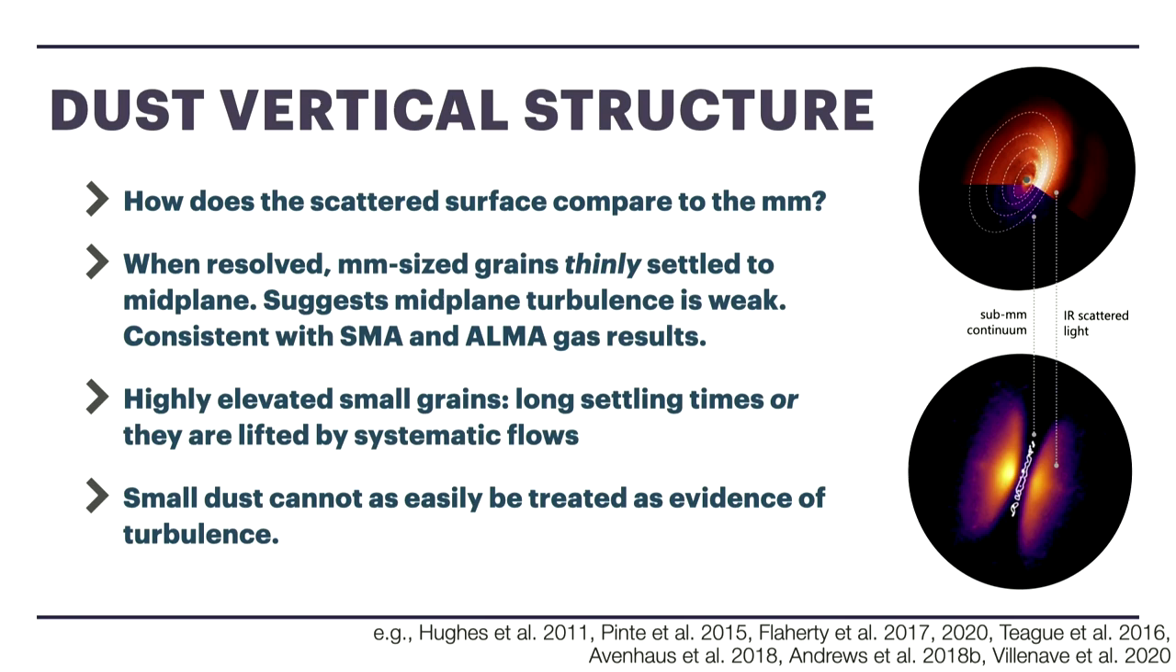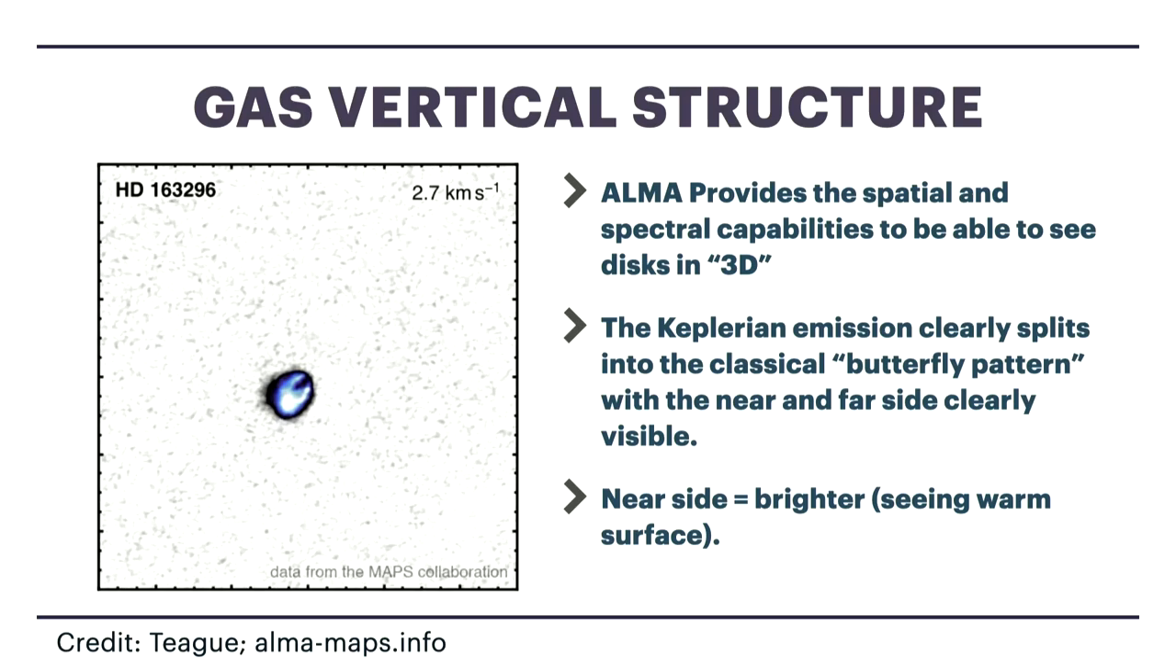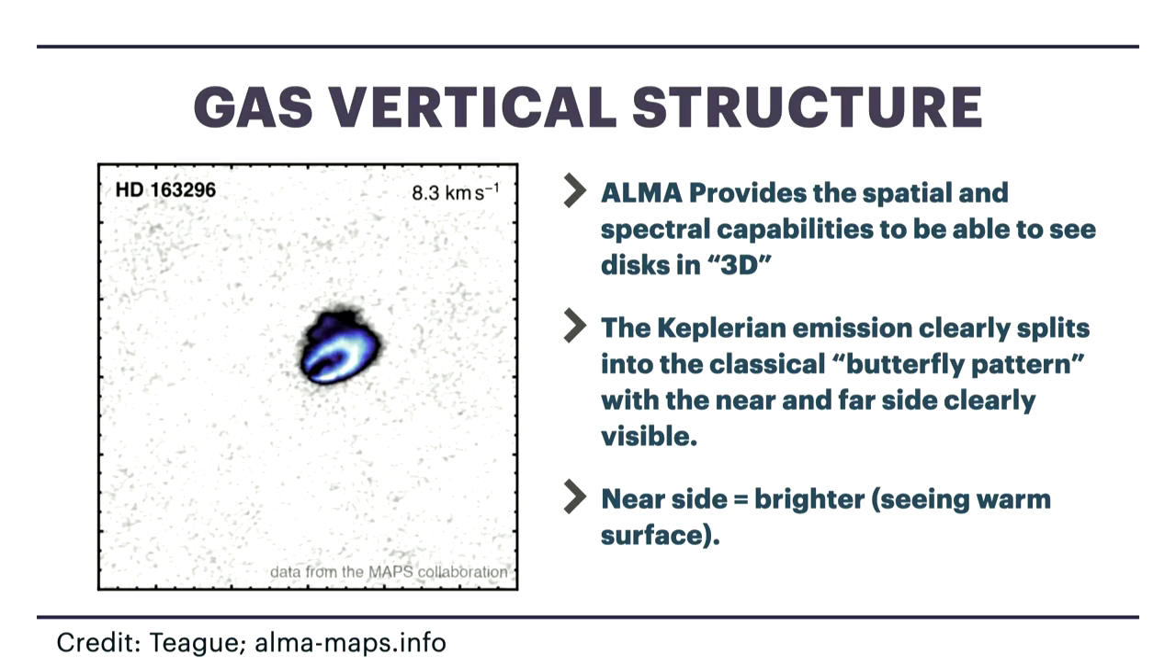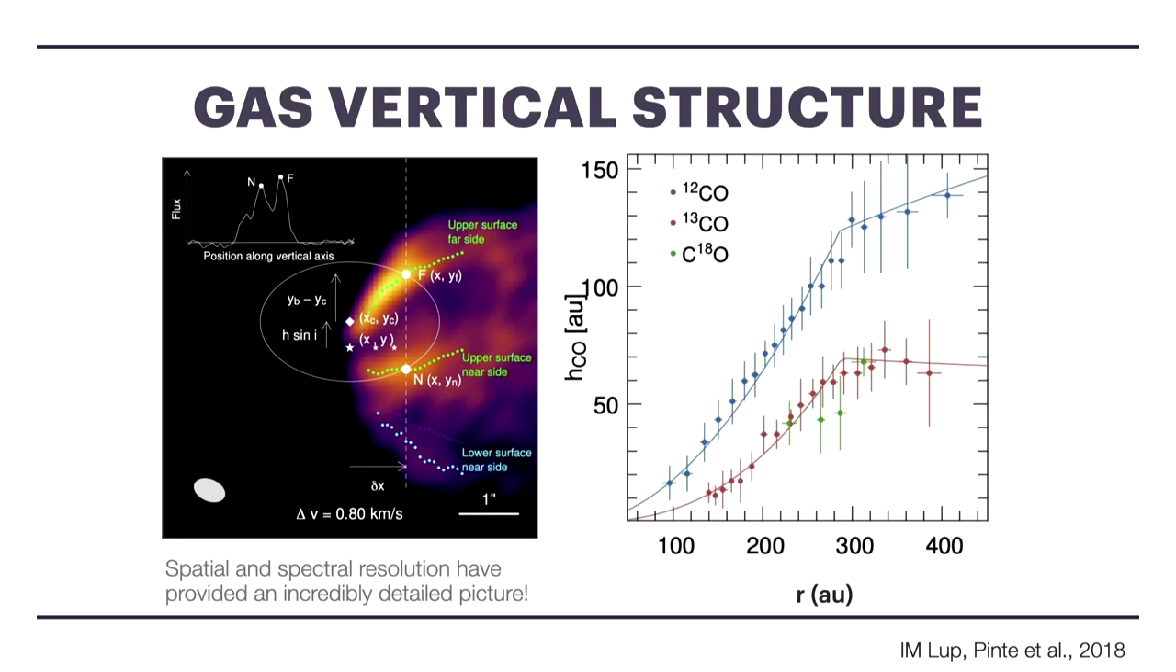For the gas vertical structure, ALMA has been truly transformative. This is a cube from the MAPS ALMA large program showing HD 163296's vertical structure, where you can see the beautiful Keplerian pattern of gas simply orbiting the star. And those two layers, the front and the back, show you the orientation of the disk. The front side is brighter because we're seeing the warm, optically thick surface. This can be analyzed carefully, and you can measure things like the vertical height of the gas as a function of position from the star.